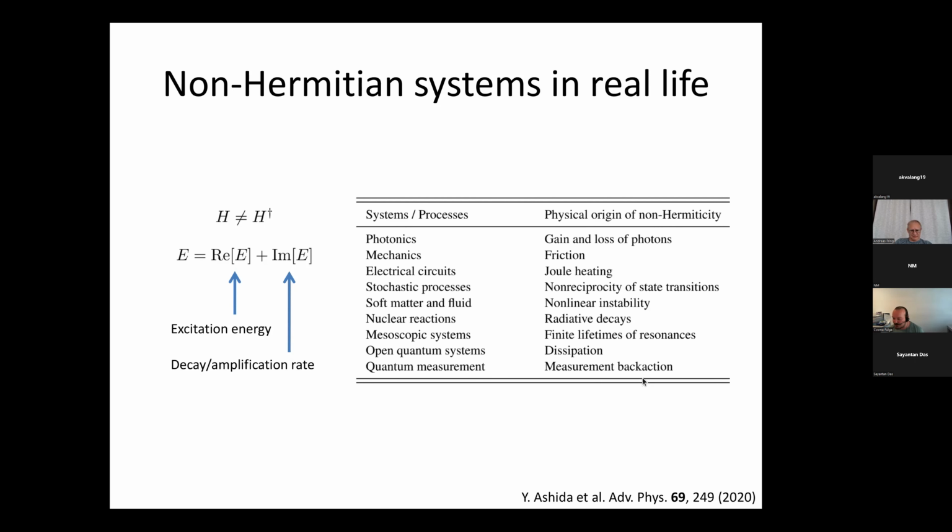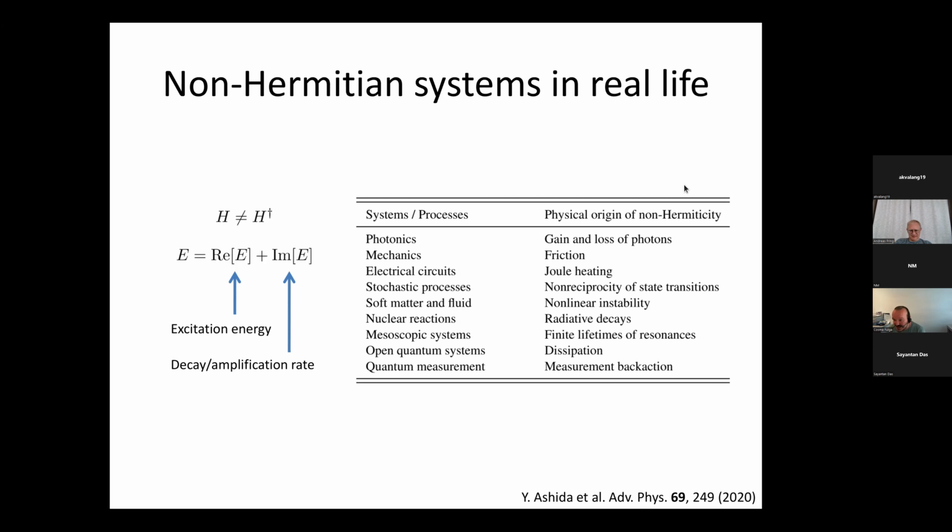This is a table I have copy-pasted from this review paper on non-Hermitian physics, which is very nice. I recommend it. And you can see there are many different ways to obtain non-hermiticity physically. And they all involve some kind of gain and loss. You can have gain and loss of photons. You can have friction and heating, which dissipate energy, radiative decays, dissipation, or finite lifetime quasi-particles in a many-body system. So all of these are coupling the system to external degrees of freedom. And many of these physical mechanisms have already been used to realize topological non-Hermitian systems.